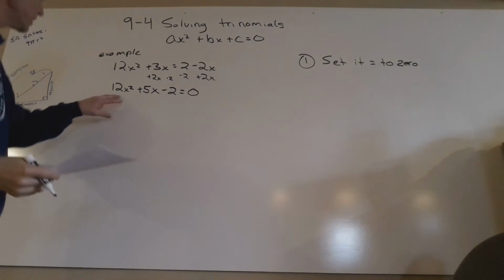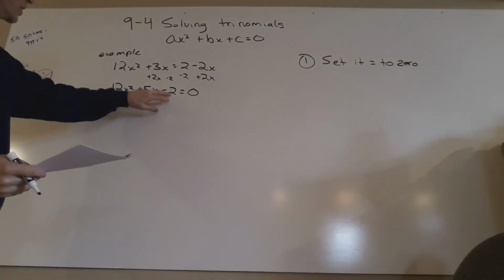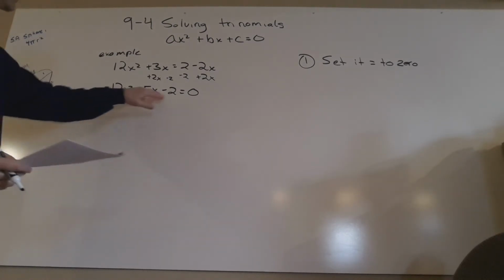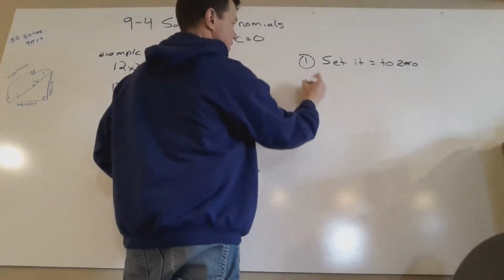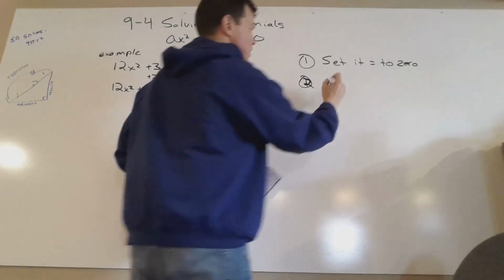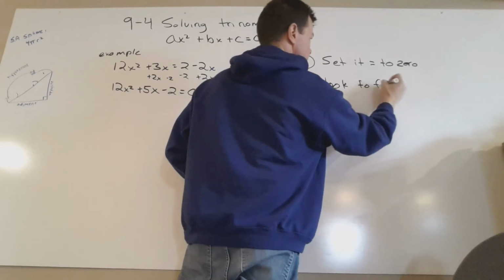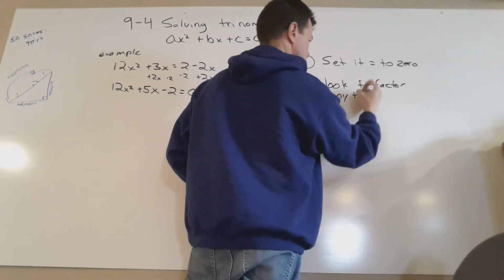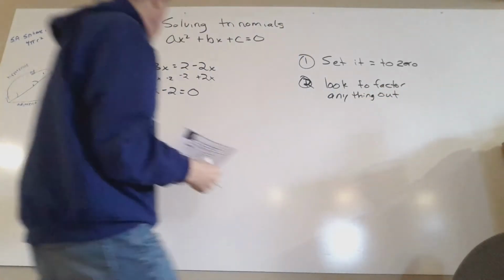Okay, look at these. See if there's anything that you can factor out of any of these terms: the negative 2, the 5, or the 12. And there isn't, so there's nothing we can factor out in that. So that's our first step: look to factor anything out. Second step: look to factor anything else. And in this case, we can't.